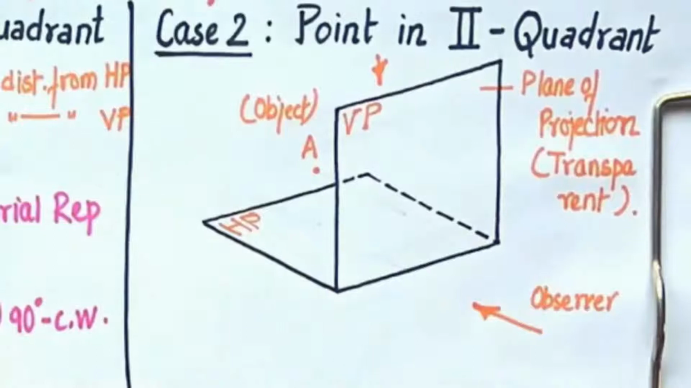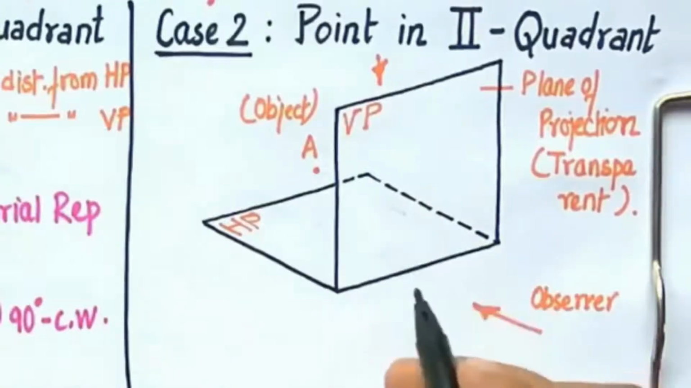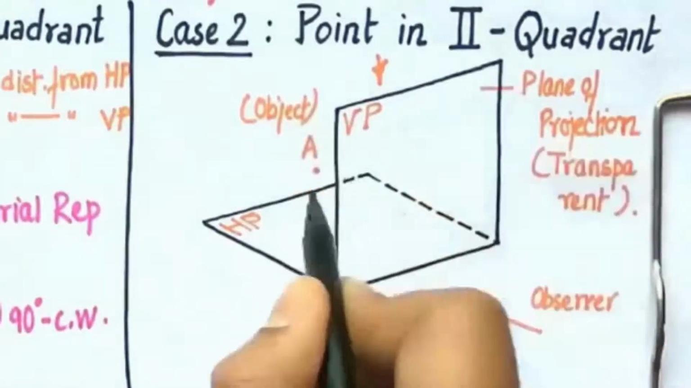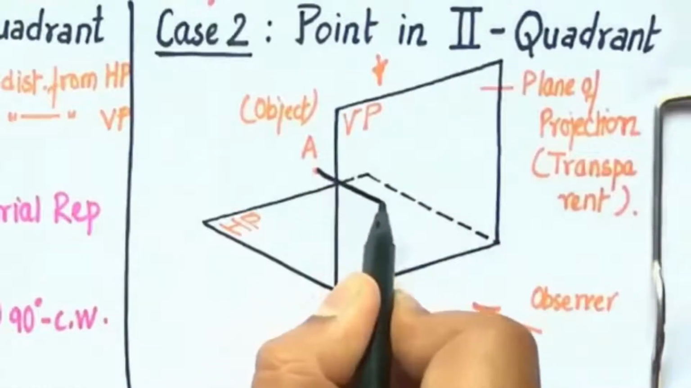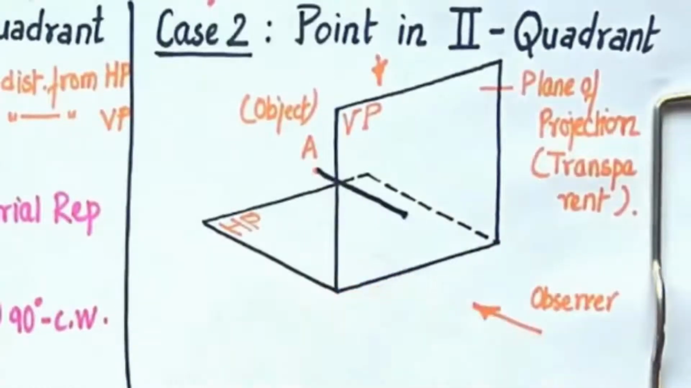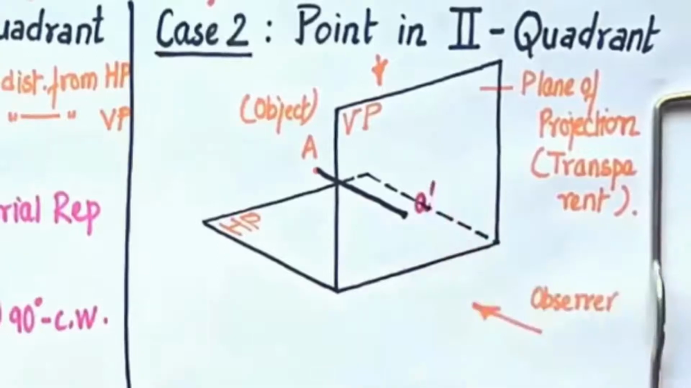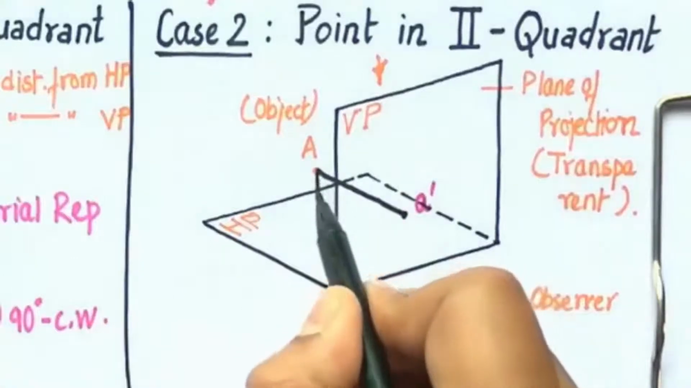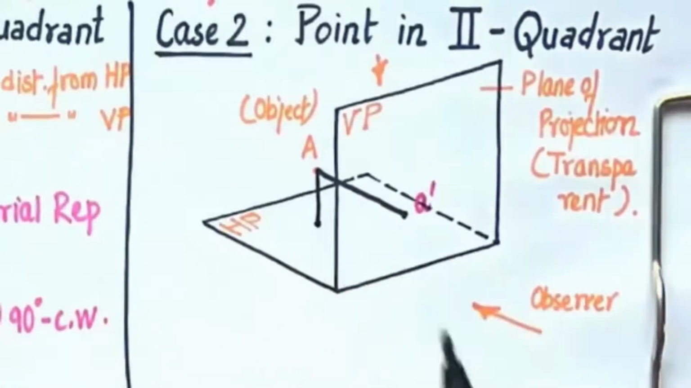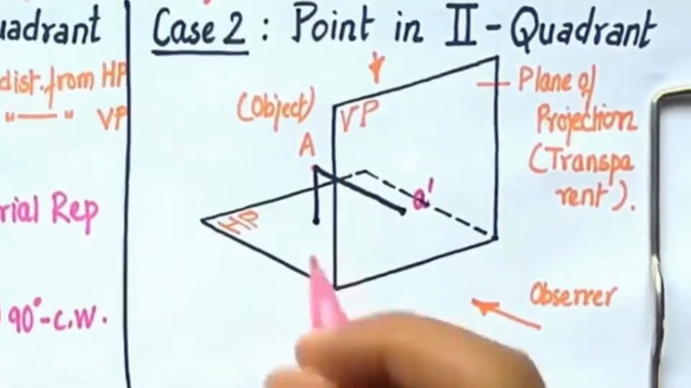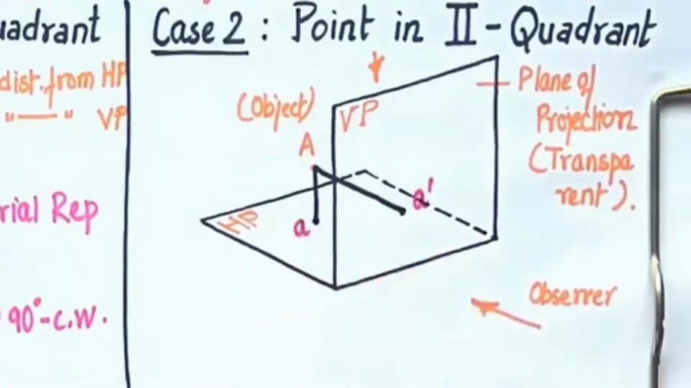Okay, so now let us look at this object right from the front, and when you look at it, this is the transparent vertical plane. You are going to end up having its front view somewhere around here, and this, guys, is what you call A dash, since it's a front view, A dash. All right, now we are going to look at this object from above, from the top, and it's going to cut this horizontal plane somewhere here, and this point is what you call simply A. All right, so let's write over here A.